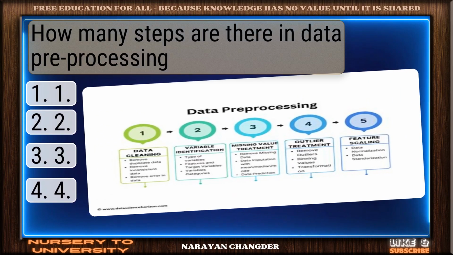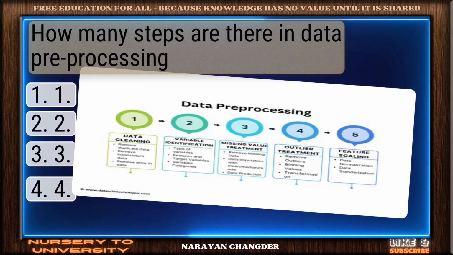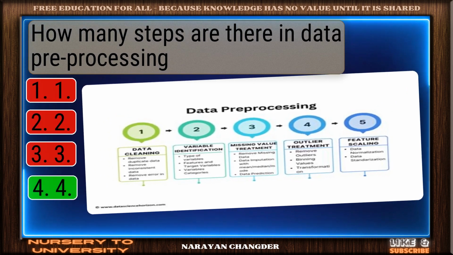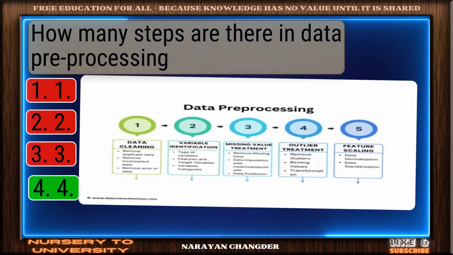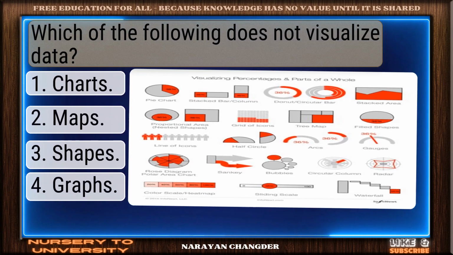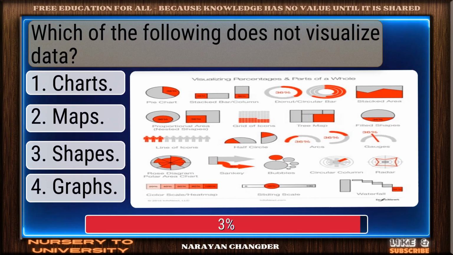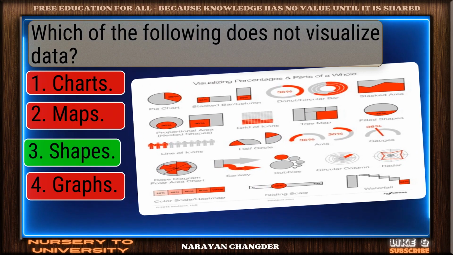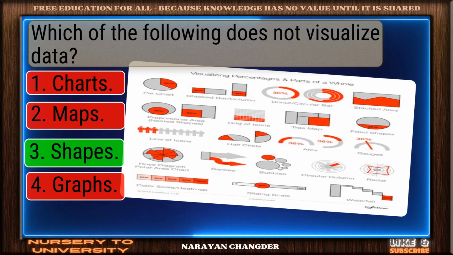Question number 21. How many steps are there in data preprocessing? You chose 4, and it is correct. Question number 22. Which of the following does not visualize data? Smart pick. Shapes is the correct choice.